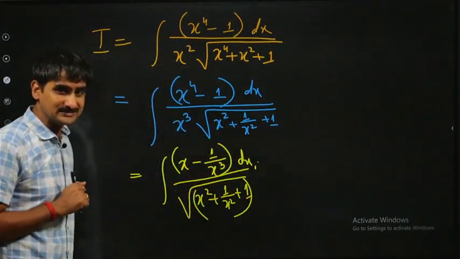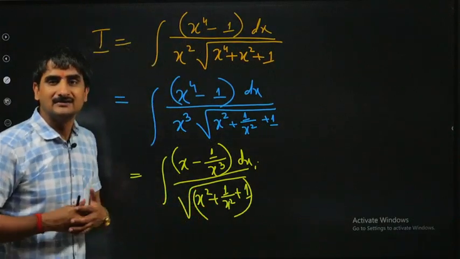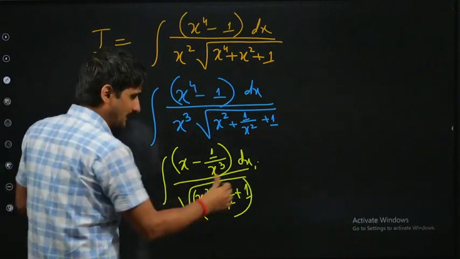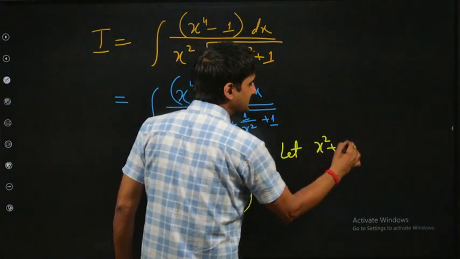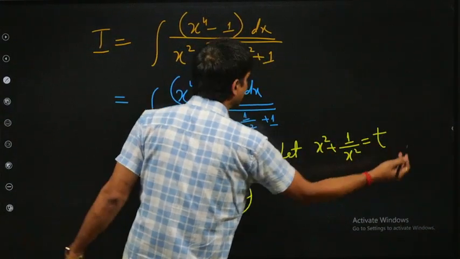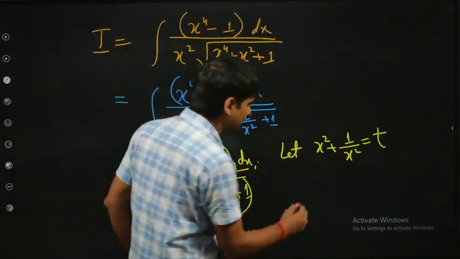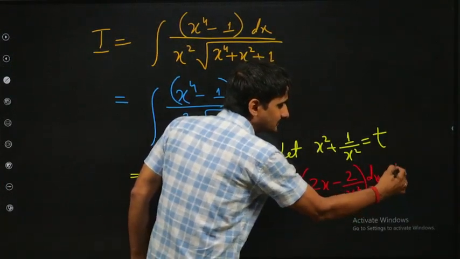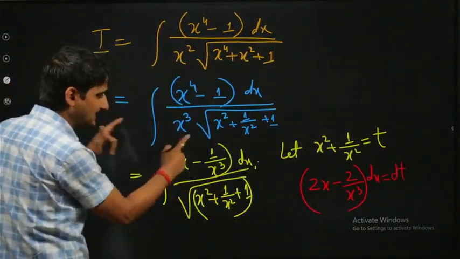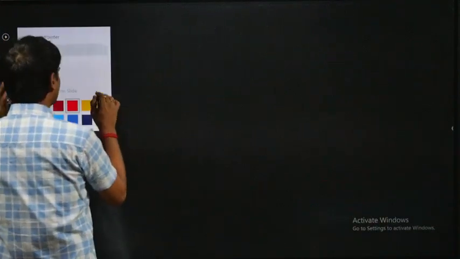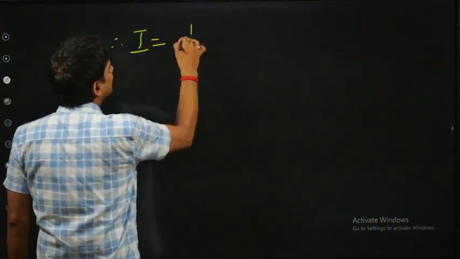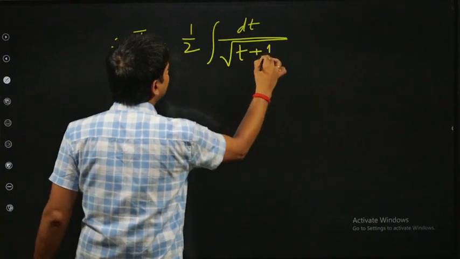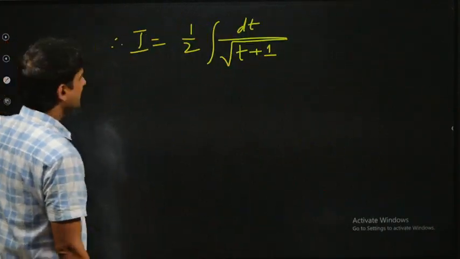Now, method of substitution says replace some function by a new variable such that its derivative we get along with dx. So if I replace this by t, all of you can guess it easily. Tell me what we are going to get as its derivative? It will be 2x minus 2 by x cube, that is dt. So take 2 common: x minus 1 by x cube dx is dt by 2. Therefore our integral is half dt over root of t plus 1, if I am not wrong. And that's the direct integral.